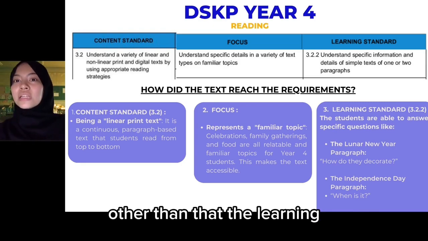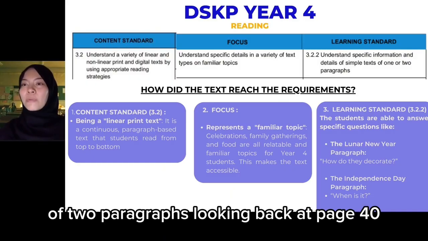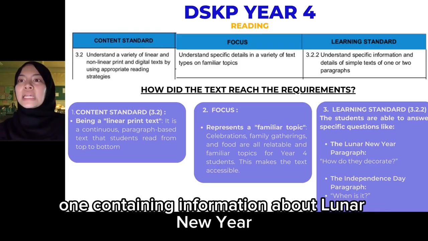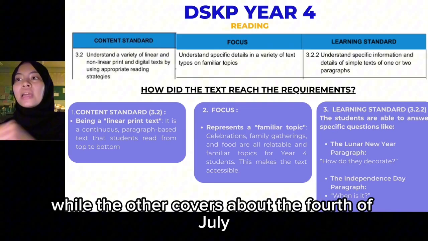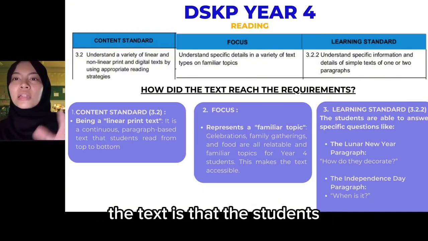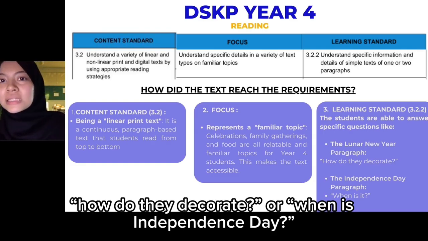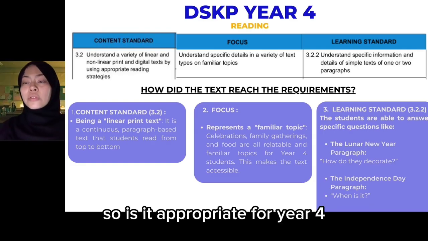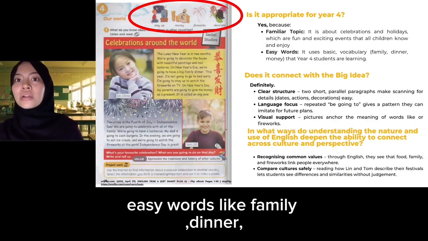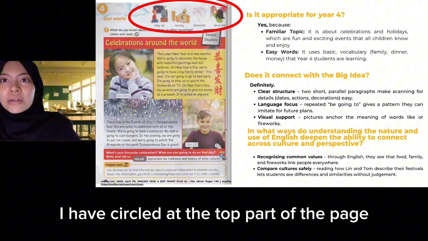Other than that, the learning standard requires the students to understand specific information and details of two paragraphs. Looking back at page 40, there are two paragraphs, one containing information about Lunar New Year, while the other is about the 4th of July. The outcome of understanding the text is that the students are able to answer questions like how do they decorate, or when is Independence Day. So, is it appropriate for Year 4? Yes, because of the familiar topic, easy words like family and dinner, and it also provides visual support like the one I have circled at the top part of the page.